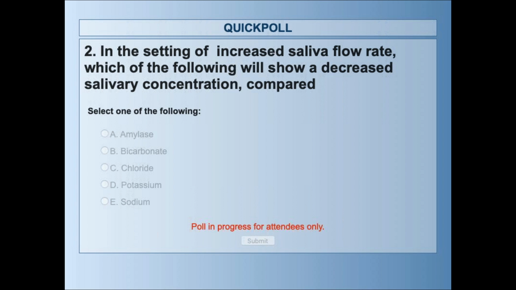I see the responses coming in. We'll give all of you a few more seconds here. And then as always, we will go over the correct and incorrect answer choices.